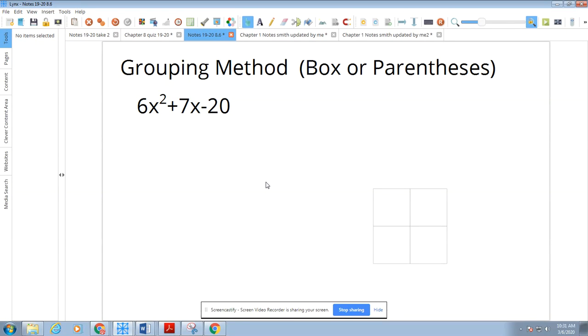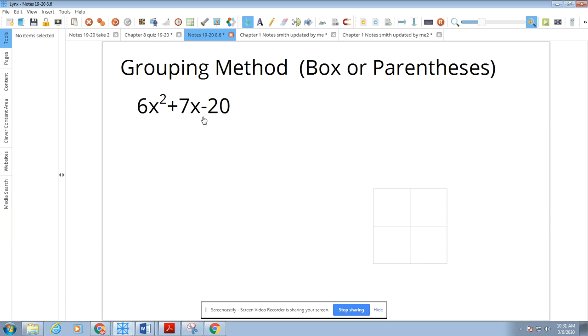All right, these are trinomials that don't fit any of the three patterns we talked about. So this method, called the grouping method, and you can do it with a box or with parentheses, will factor these trinomials. You can also use this method to factor trinomials that fit those three patterns in case you can't remember the pattern. So this method pretty much always works.